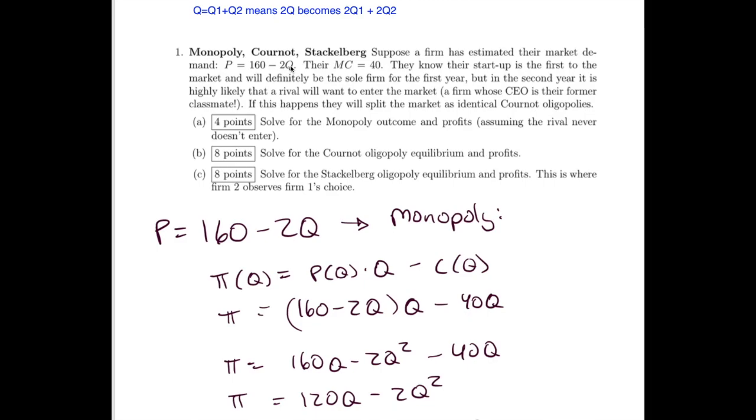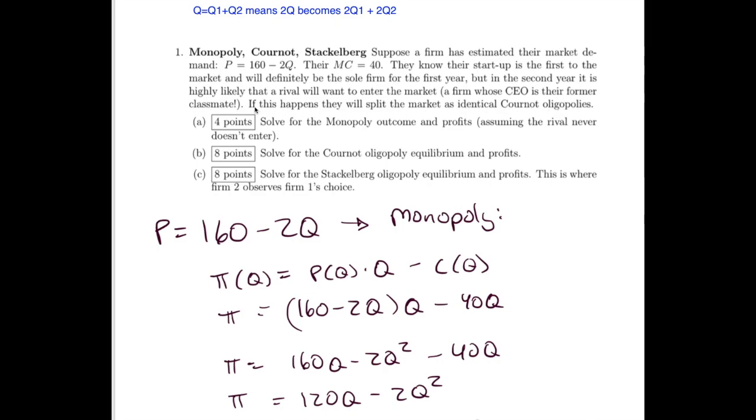Price is given by 160 minus 2Q, marginal cost of 40. So a couple things right off the bat. Firstly, we want to think of any firm in this market as going to have the same marginal cost. And that's what I'm saying here. So let me just read over this, why we get that.